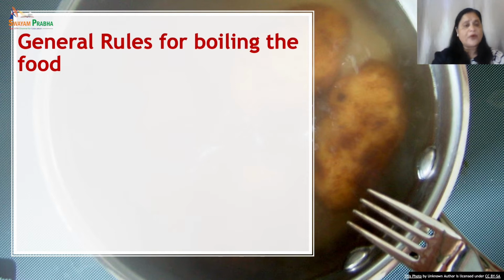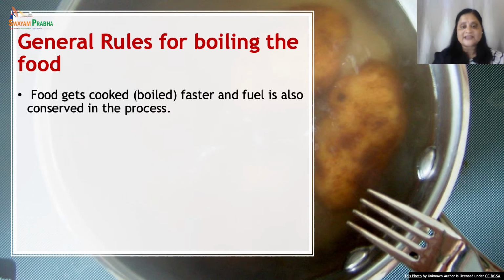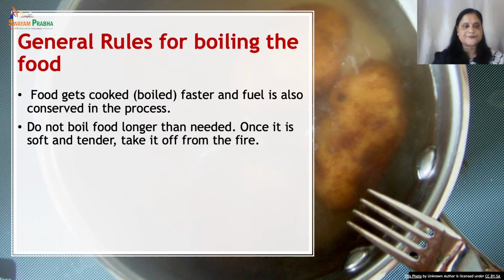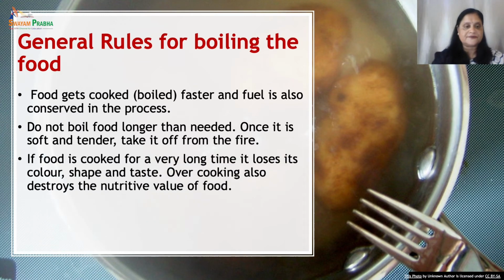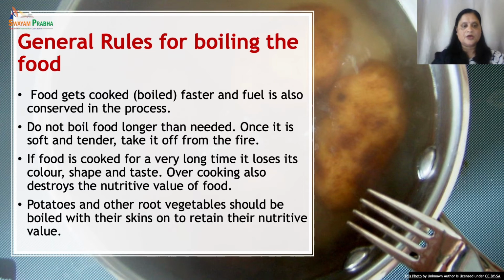General rules for boiling the food continue. Food gets cooked faster and fuel is also conserved in the process. Do not boil food longer than needed. Once it is soft and tender, take it off the fire. If food is cooked for a very long time, it loses its color, shape and taste. Overcooking also destroys the nutritive value of food. Potatoes and other root vegetables should be boiled with their skin on to retain their nutritive value.